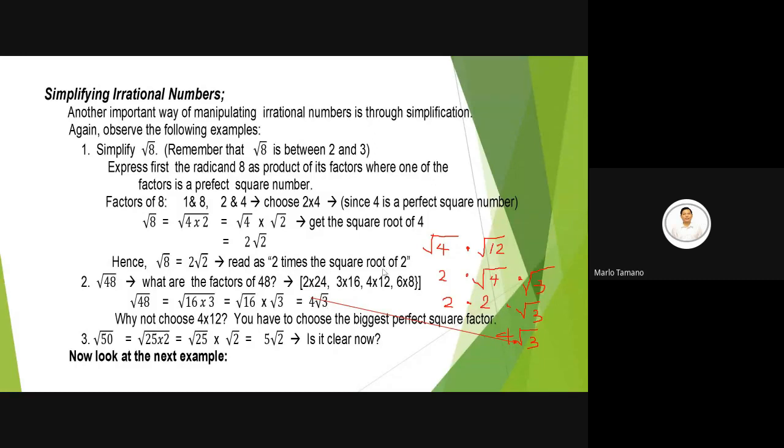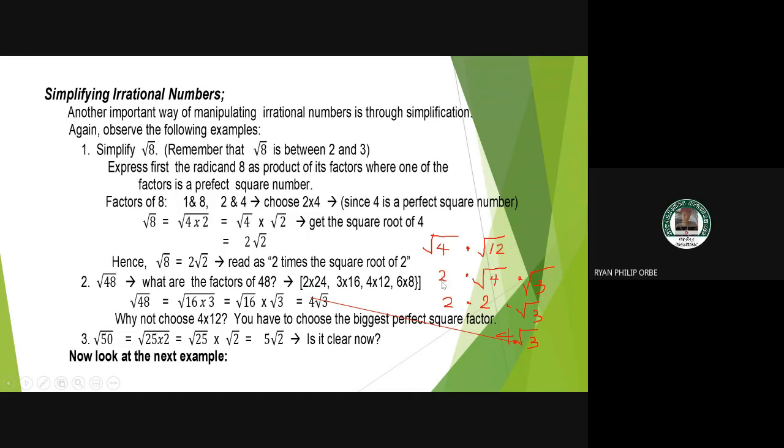Eh sir, what if ito po yung pinili ko, 4 times 12, since 4 is also a perfect square factor? Okay, but yung kasama niyang factor na 12 ay composite po. Pwede pang biyakin, pwede pang kunin yung factors niya. Ito po, yung nakasulat ng red pen: square root of 4 times square root of 12. Then we get the principal root of square root of 4, that is 2 times. Tapos pinactor ko yung 12: square root of 4 times square root of 3. Tama?